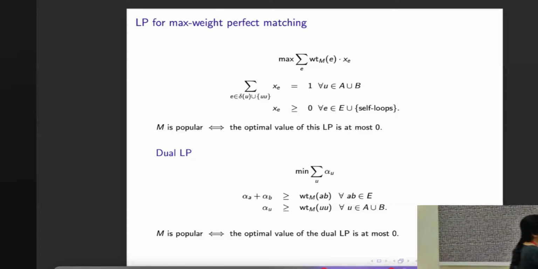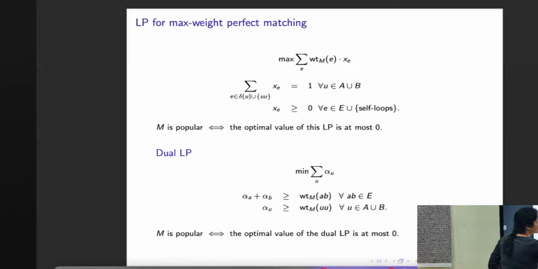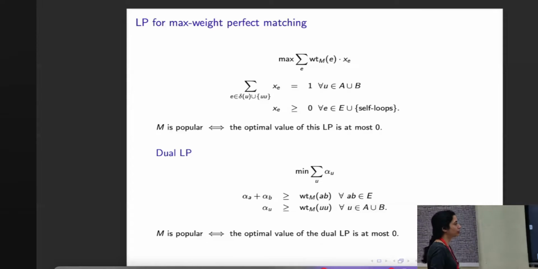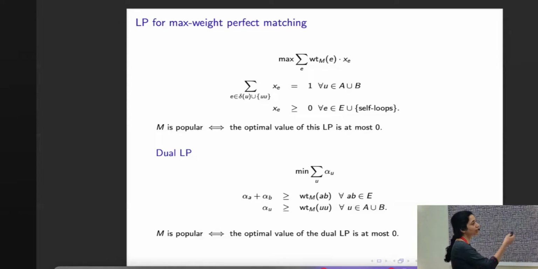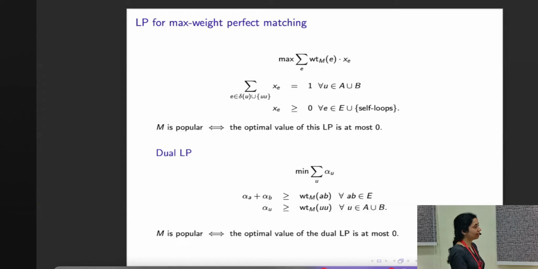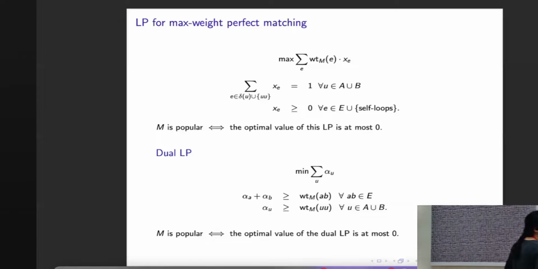So, every stable matching will satisfy this property that the optimal value of the dual LP is at most 0, because we constructed a dual feasible solution whose objective function value was exactly 0, and it is a minimization LP. So, the optimal value is at most 0, hence every stable matching is popular.